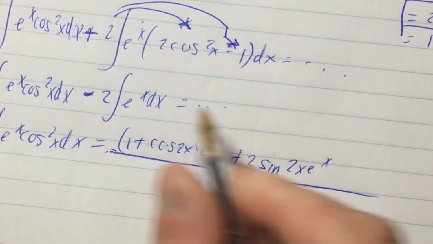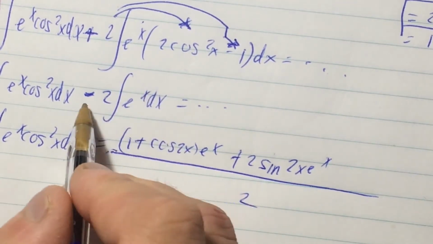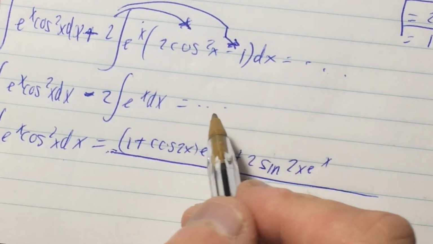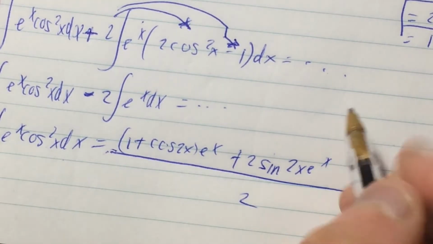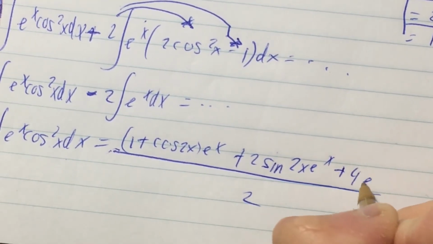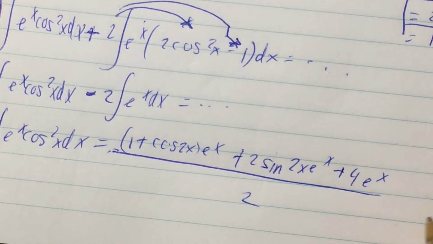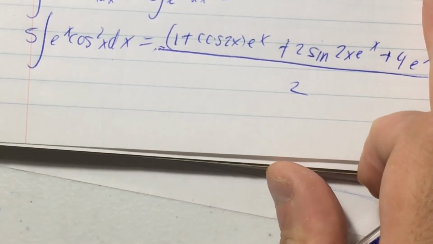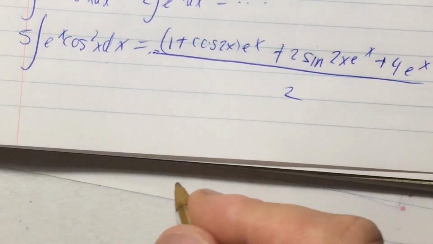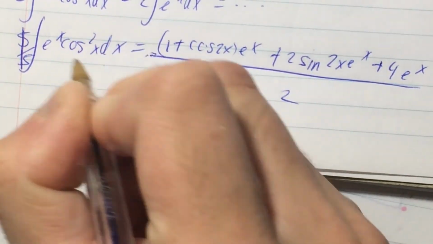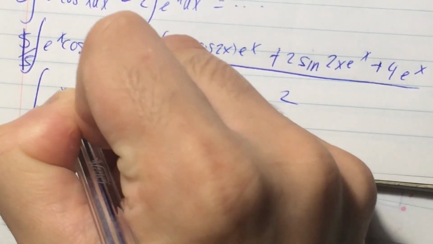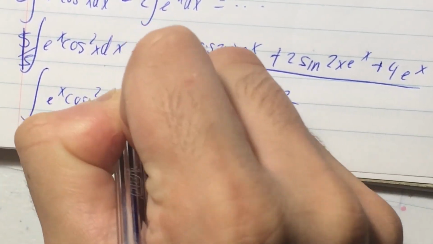And when I add this negative 2 e to the x to both sides, well, that's plus 2 e to the x. But if I'm going to have a common denominator of 2, this is plus 4 e to the x. And I'll forget about the plus c for now, but I'm about to write my final answer just as I'm about to get off the page, which is cool. So I'm going to divide this by 5, and it's now the integral of e to the x cosine squared x dx.